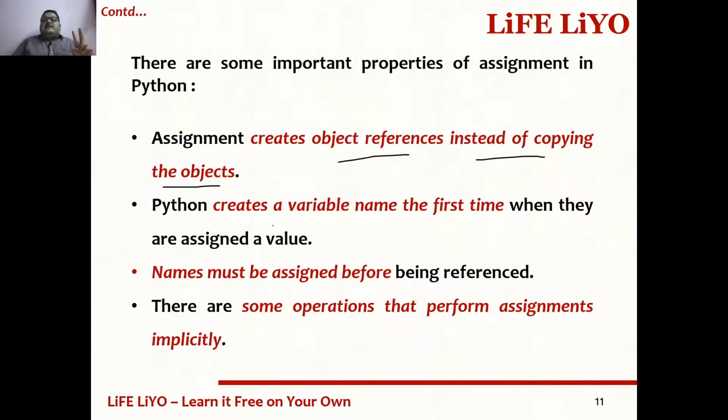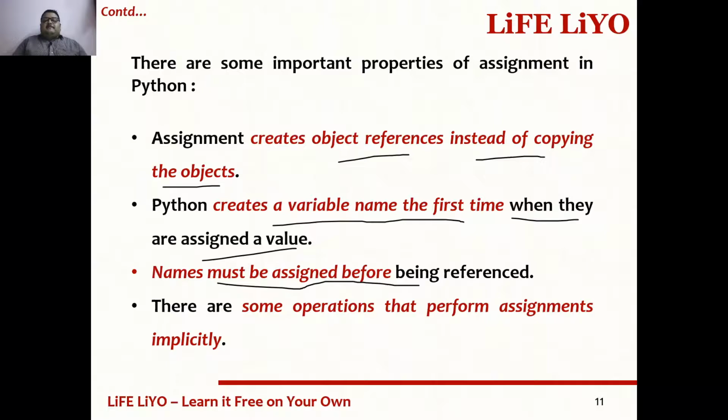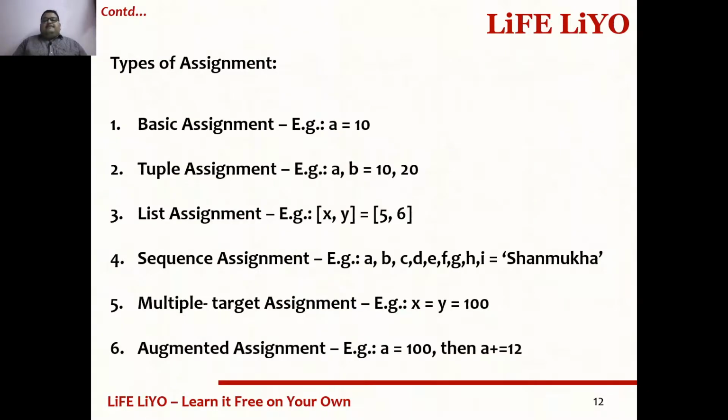Second, Python creates a variable name the first time it is assigned a value. Third, names must be assigned before being referenced. For example, if you write y equal to x, then we have to already write x equal to 10 or some other value. Without having the variable, if we give the reference, then it will give you an error or exception. There are some operations that perform assignments implicitly. That means automatically.